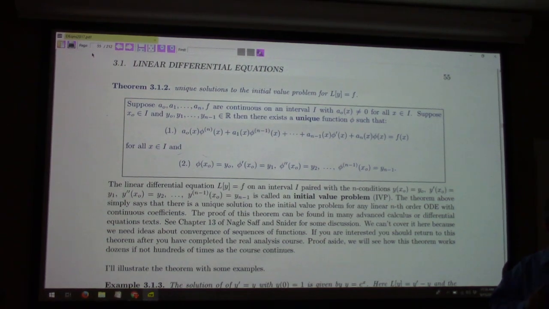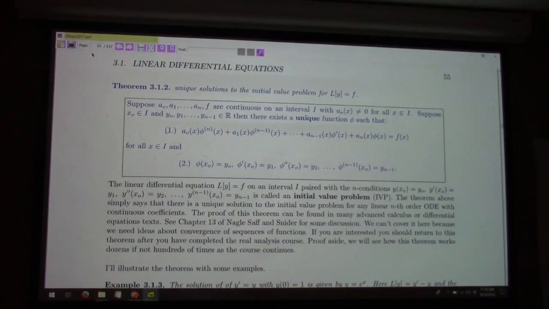And more than that, this solution fits the initial data in the sense that phi of x naught is y naught, phi prime of x naught is y1, and phi n minus 1 of x naught is yn minus 1. So this is the existence and uniqueness theorem.